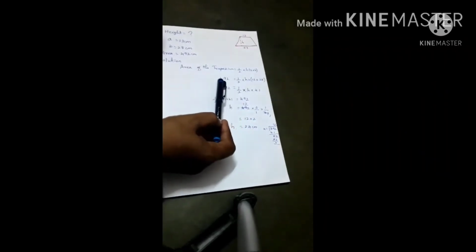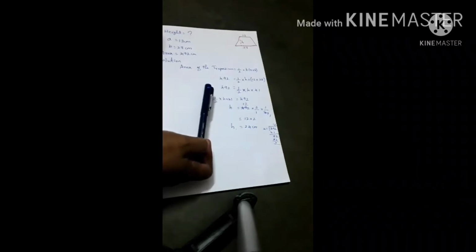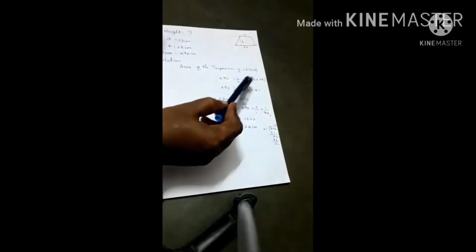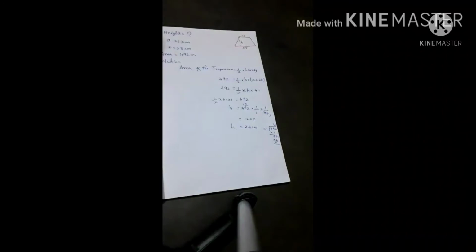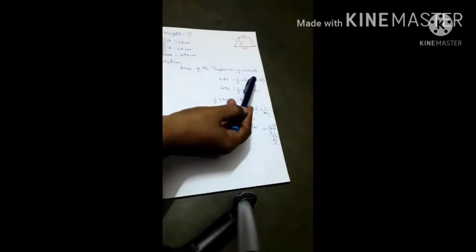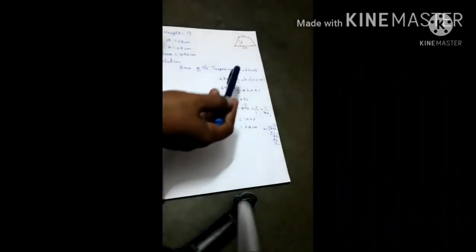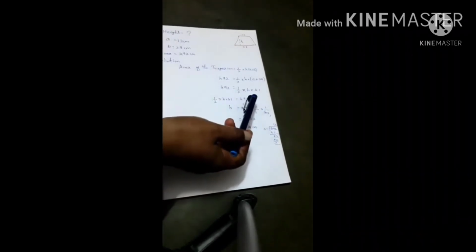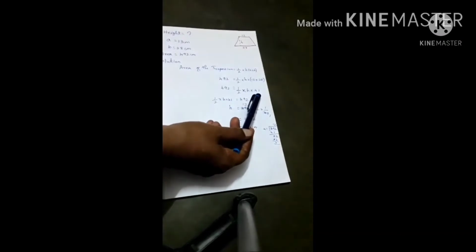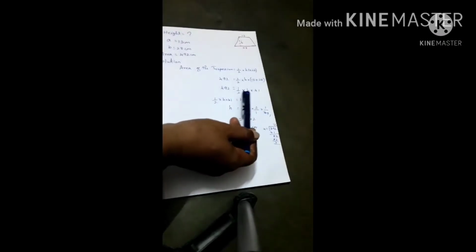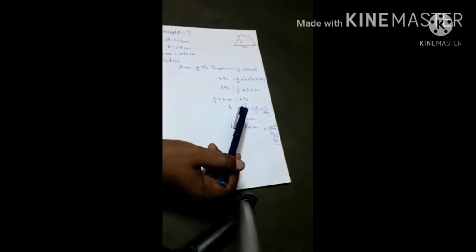So the area of the trapezium we know: 492. Half into h, we don't know that, so we keep the letter h. Next, a is 13, b is 28. I told you already, first we have to solve the bracket. So 13 plus 28 is what? 41. So 492 is equal to half into h into 41.